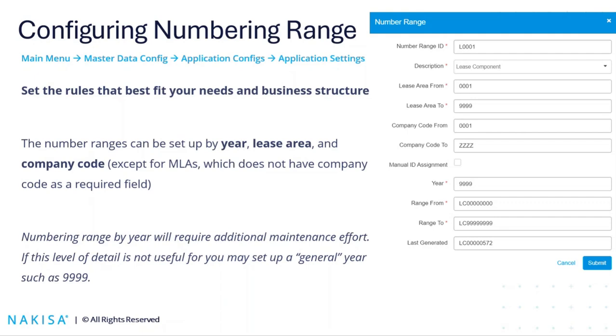what was already assigned. In respect to the year, I know that some of you define a different numbering range for every year. Sometimes this is consistent with what you have in your own ERP, in your SAP, for example. This used to be the norm. But if ever this becomes too burdensome because you need to change that every year, you can set up a general year like 9,999 and set up the numbering range.